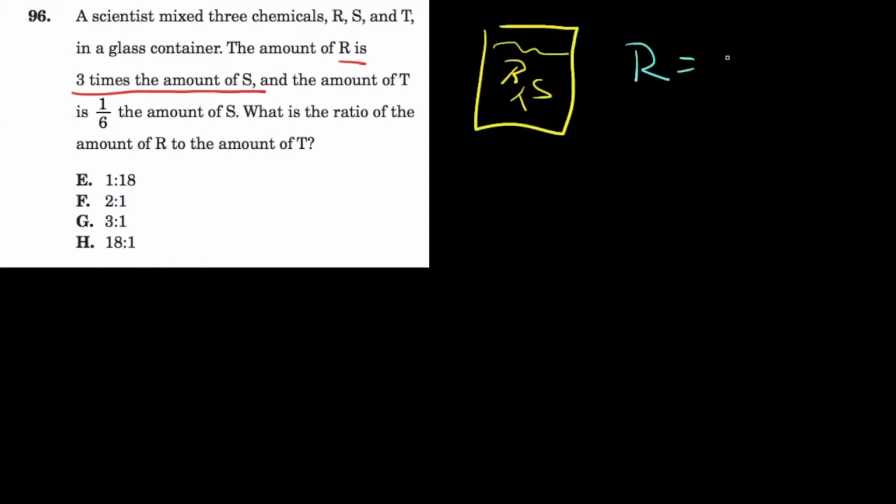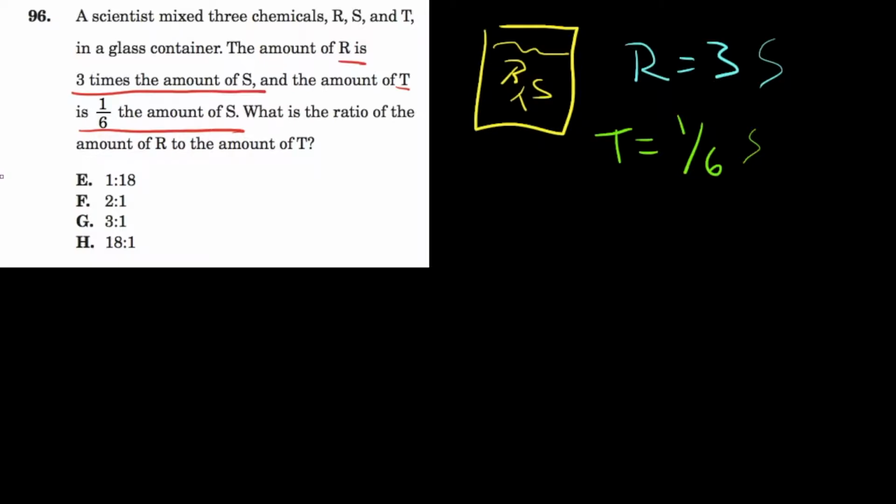R equals 3S. I hate it when they use S as a variable because it looks like 5. If you're doing this on your own, you could use whatever you want as long as you keep it consistent. You could even cross it out and write something else there. The amount of T is 1/6 the amount of S. T equals 1/6 S. Okay, what is the ratio of the amount of R to the amount of T?